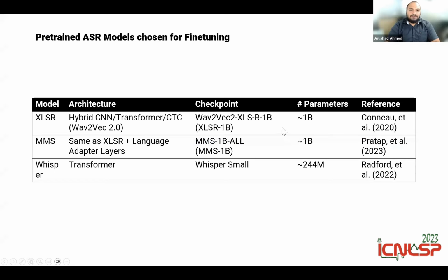For our system, first we chose different pretrained ASR models for fine-tuning. We chose three models: XLSR, MMS, and Whisper. XLSR and MMS are basically multilingual versions of Wav2Vec 2.0. MMS has been pre-trained on around 1,000 languages, and XLSR was pre-trained on around 53 languages. The XLSR and MMS models are CTC-based models, and we chose the 1 billion parameter checkpoints for both of them. Whisper is a transformer-based sequence-to-sequence model, and we chose Whisper Small for fine-tuning.